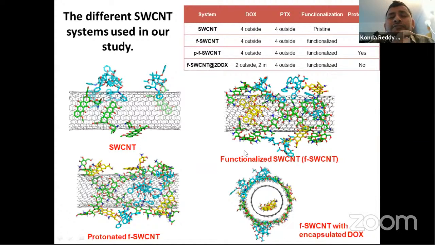Here in the functionalized carbon nanotube, we have also used 4 DOX molecules and 4 PTX molecules, and no protonation has been done. And then for showing protonation, we have protonated both drug molecules as well as Chitosan, and showed how we can release the drugs. Let's get into the results part.